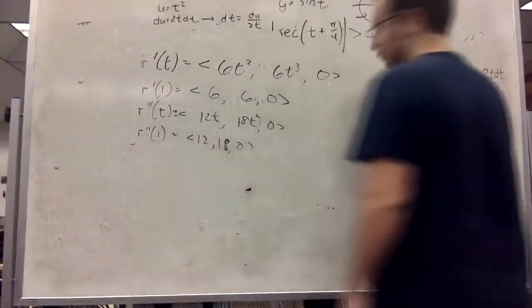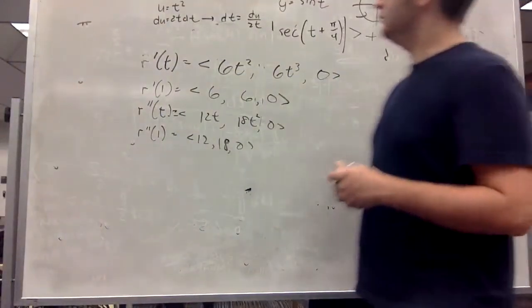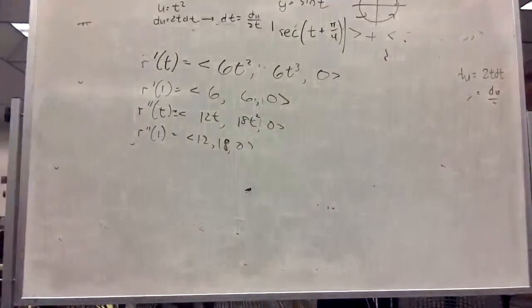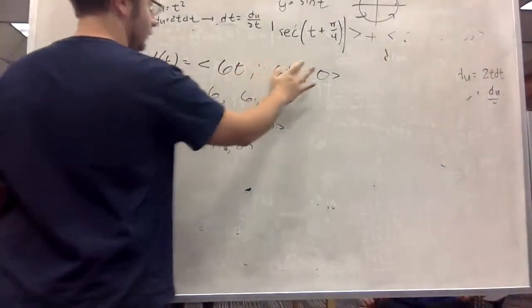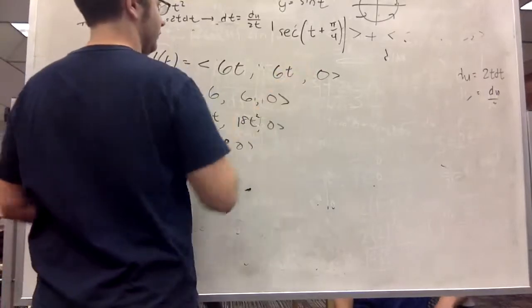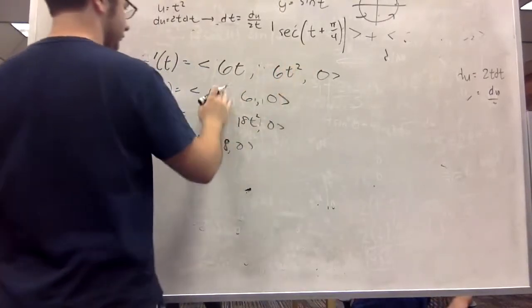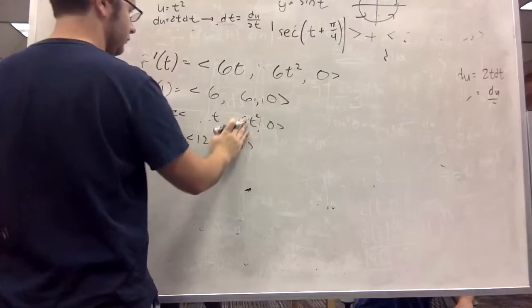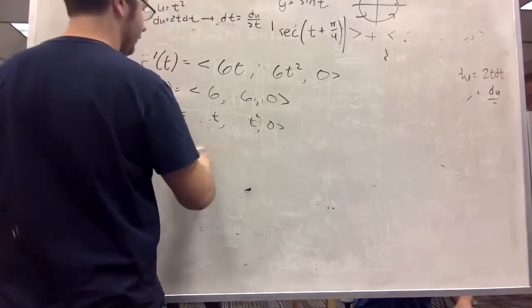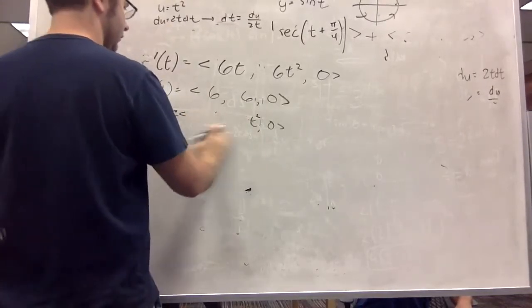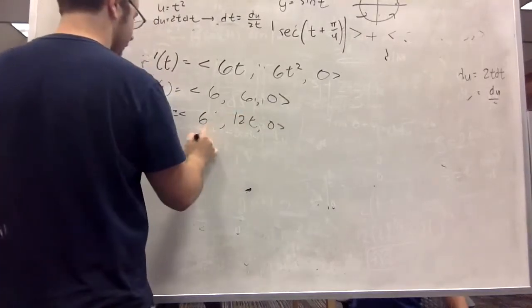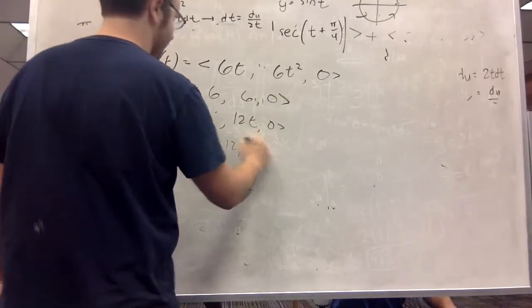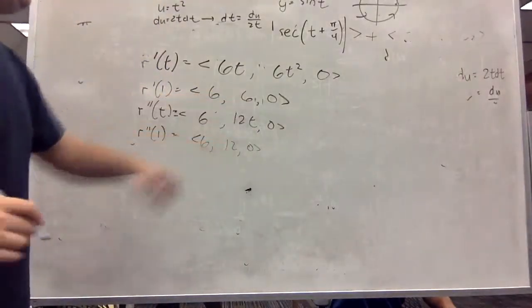Andrew, I'm confused how you got r prime of t with 6t. Did I mess up? Oh, just 6. So that should be yes. Whoops. Pretty much clean it up. Try that all over again: 6, 12t. That's much better. So 6, 6, 0 and 6, 12, 0.